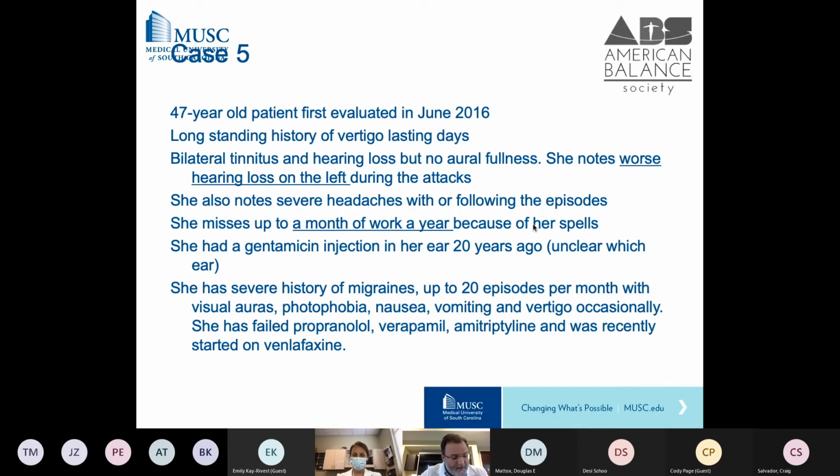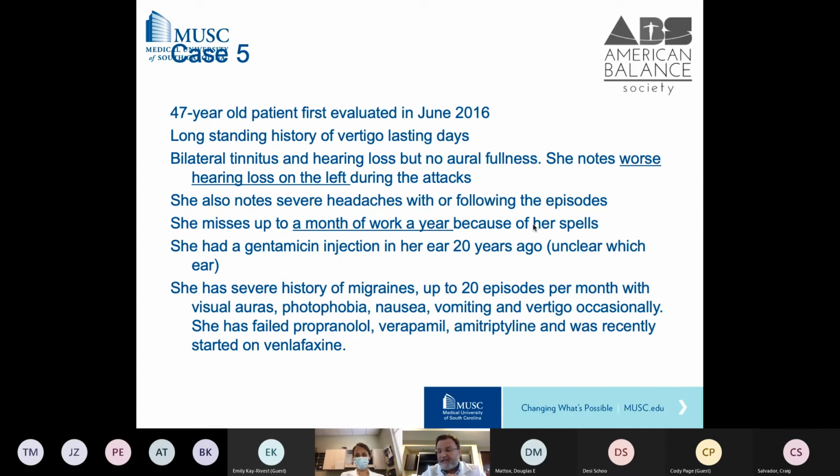And I think we'll have time for one more long case of basically Meniere's disease and vestibular migraine. And we'll go over the latest guidelines of the American Academy about Meniere's disease. So this is a 47-year-old patient, first evaluated in June 2016. She has a long-standing history of vertigo lasting days, bilateral tinnitus and hearing loss, but no aural fullness. She notes worse hearing loss on the left during the attacks. She also notes severe headaches with or following the episodes. She misses up to a month of work a year because of her spells. She works as a nurse.